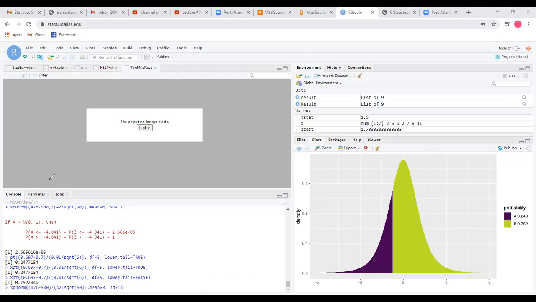Right, so this is 476 minus 542 by the square root of 50, mean is equal to 0 standard deviation. So this is your z-score, right? So basically this is your z-score.